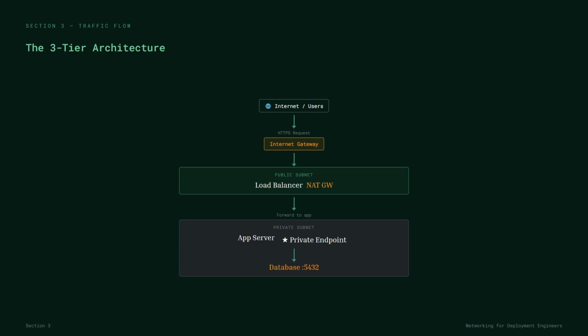Users hit your domain, DNS resolves to your load balancer's public IP. That traffic comes through the internet gateway, hits your load balancer in the public subnet.